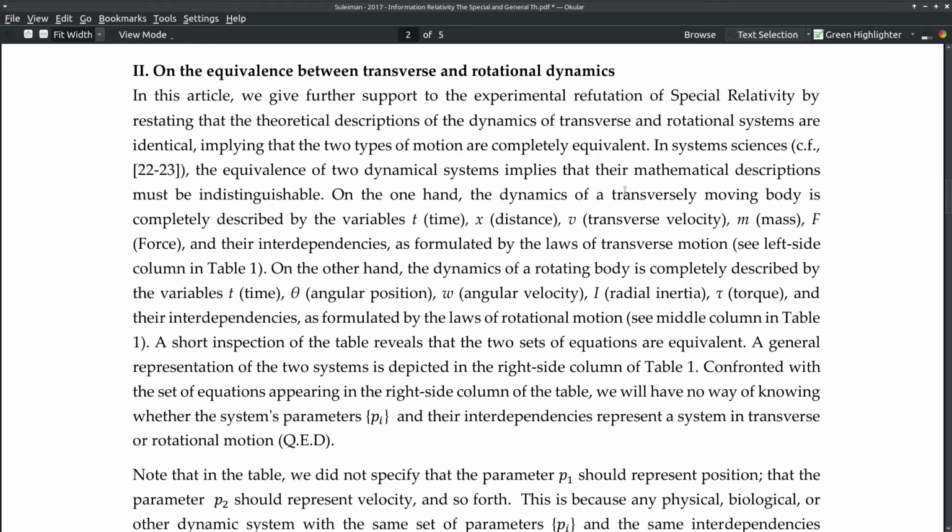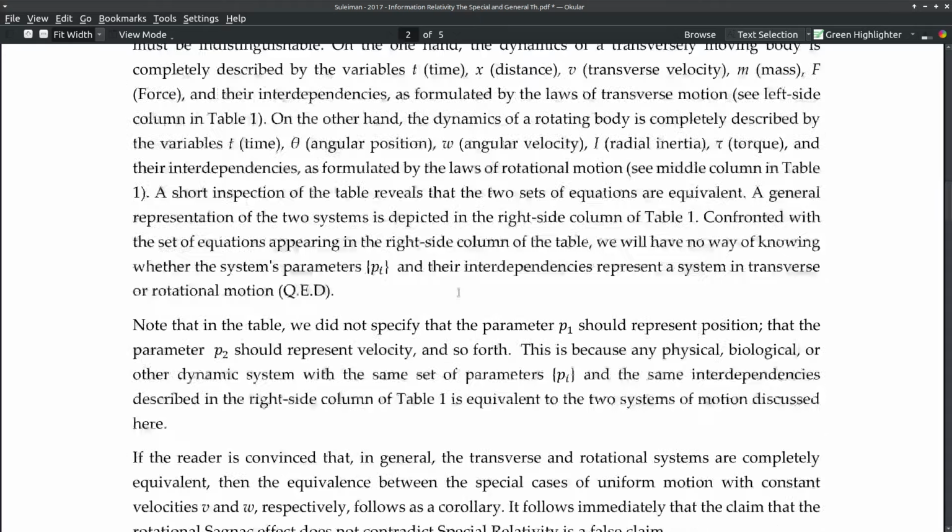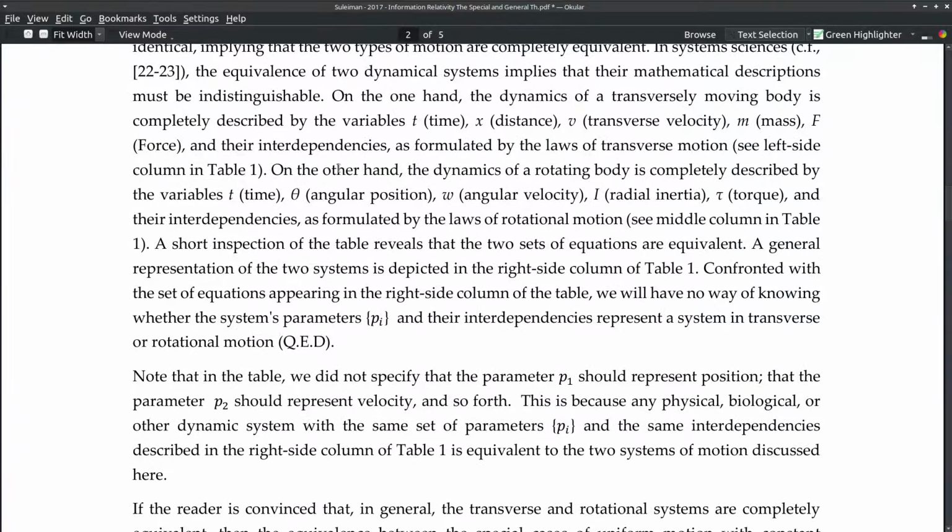See the left side of column in Table 1. We'll get to that in just a minute. On the other hand, the dynamics of a rotating body is completely described by the variables t, time, theta, angular position, omega, angular velocity, I, radial inertia, and tau, torque, and their interdependencies as formulated by the laws of rotational motion.